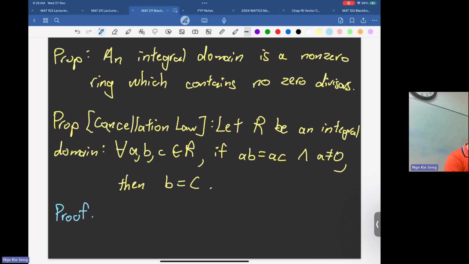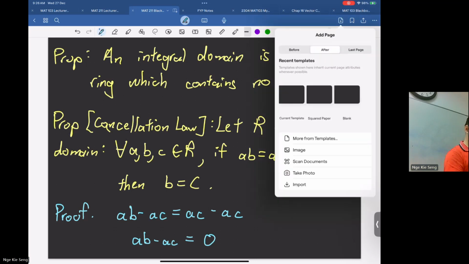Okay, so let me try. You start with this, then you minus BC on both sides, like this. Minus AC on both sides. This is allowed in a ring. So you get AB minus AC equals 0. Minus AC means you add the inverse of AC. So what's next?